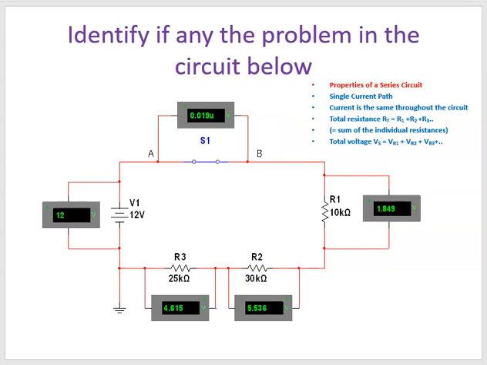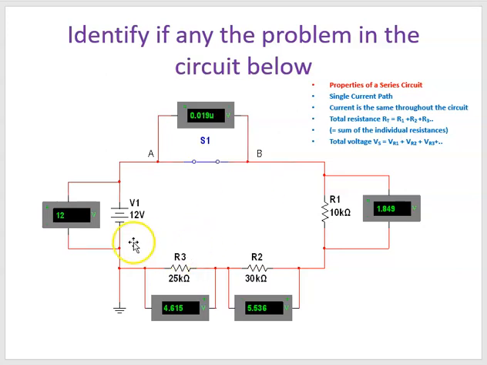Let us see if we can identify if any problem exists in the circuit below. Remember, this is a series circuit. Well, the properties of a series circuit are we have a single current path, the current is the same throughout the circuit. The total resistance is the sum of R1 plus R2 plus R3. The total voltage should be the sum of the voltage drops across each of the components in the circuit.